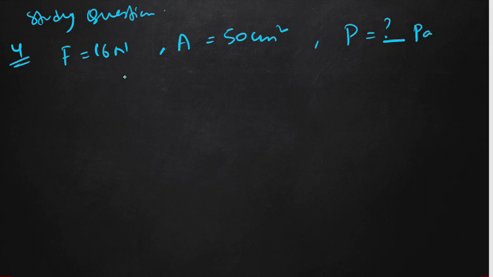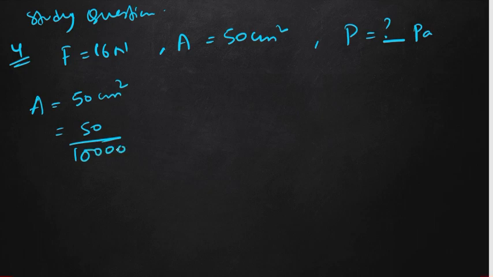So if it is in terms of Pascal, force should be in Newton and area must be in meter square. So we have to convert our centimeter square to meter square. So how to convert centimeter square to meter square? Dividing both sides by 10,000. So we will divide both sides by 10,000. So zeros cancel out, 50 over 10,000, that means 1 by 200 meter square.